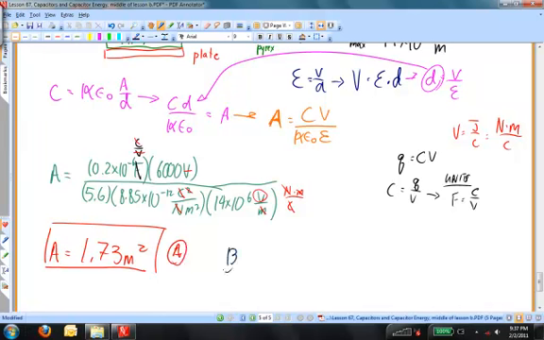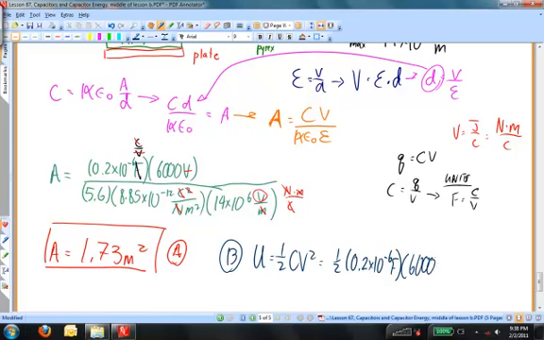In part B, I'm asked what is the energy stored in this particular situation, and I'm going to use that U is 1/2 CV squared because they told me what C was and they told me what V was. 1/2 of 0.2 times 10 to the minus 6 farads times 6,000 volts squared. Let's put in the numbers. I get that the energy stored in this situation is going to be 3.6 joules.